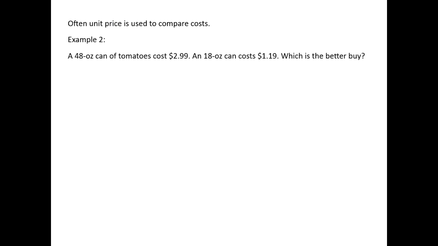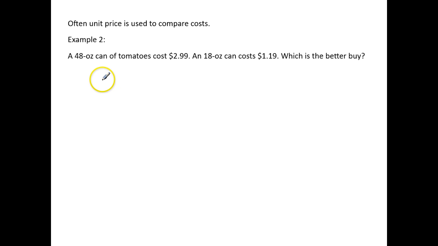I'm going to go to the next example. This is an example where we're using unit pricing to determine which of two products is the better price. The first product we have is a 48-ounce can of tomatoes, and they cost $2.99. We're going to compare that to an 18-ounce can of tomatoes that costs $1.19. Which one of these is our better buy?